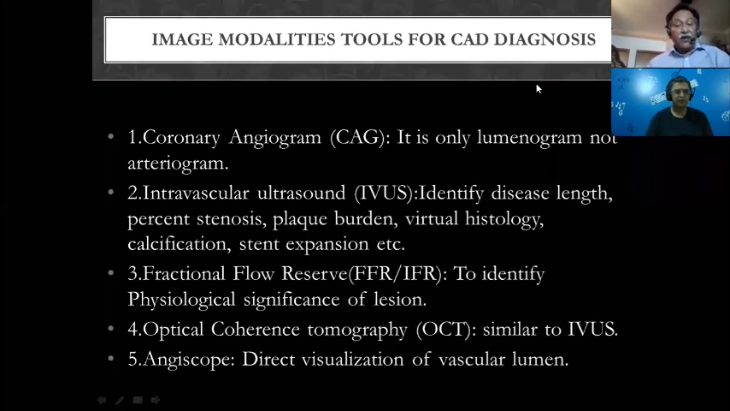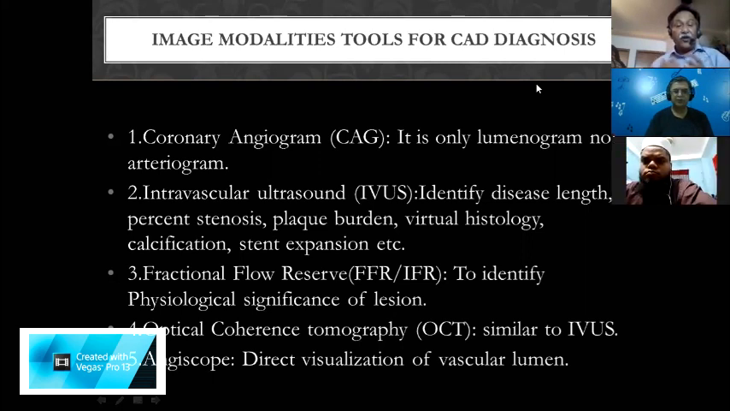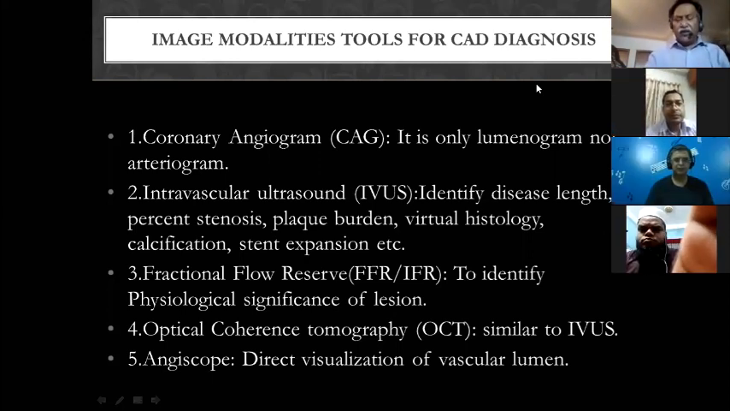It can help. There is another modality called fractional flow reserve. Sometimes we use it to see the physiological significance of a lesion in the gray zone, where some say 60%, some say 70%. These are the patients who will benefit much from assessing the physiological significance of the blockage by what we call fractional flow reserve. Another is the OCT, which is similar to intravascular ultrasound. And finally, the angioscope. Direct visualization is mostly theoretical, and I have not seen it even.